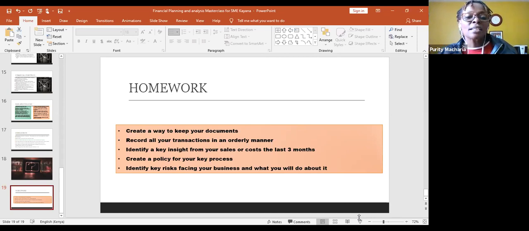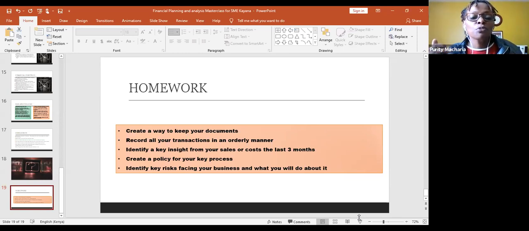And then, if you've done the first 3 and you could attempt this, create a policy for one of your key processes. For instance, how do you go about making your product? Or how do you go about placing your products in stores? Let's say you're a cosmetic business. How do you go about doing that? So create a little policy that would guide anyone that joins your business.